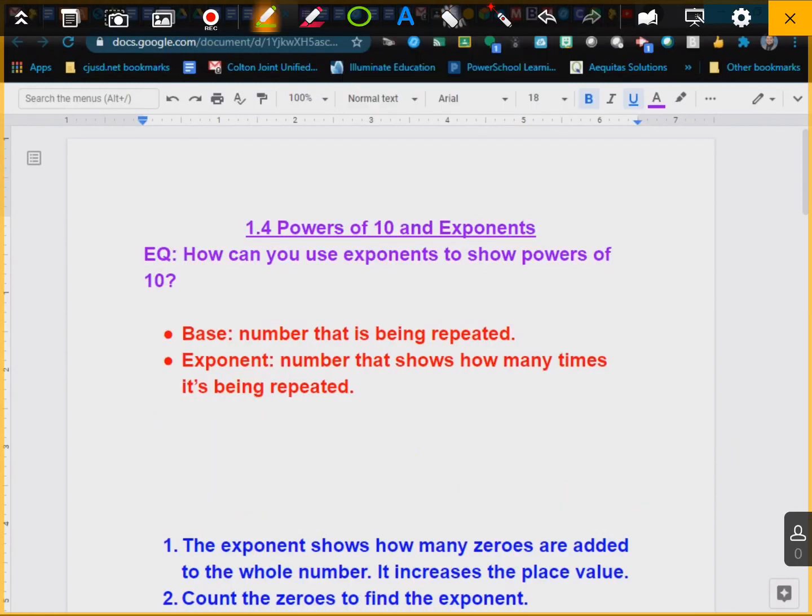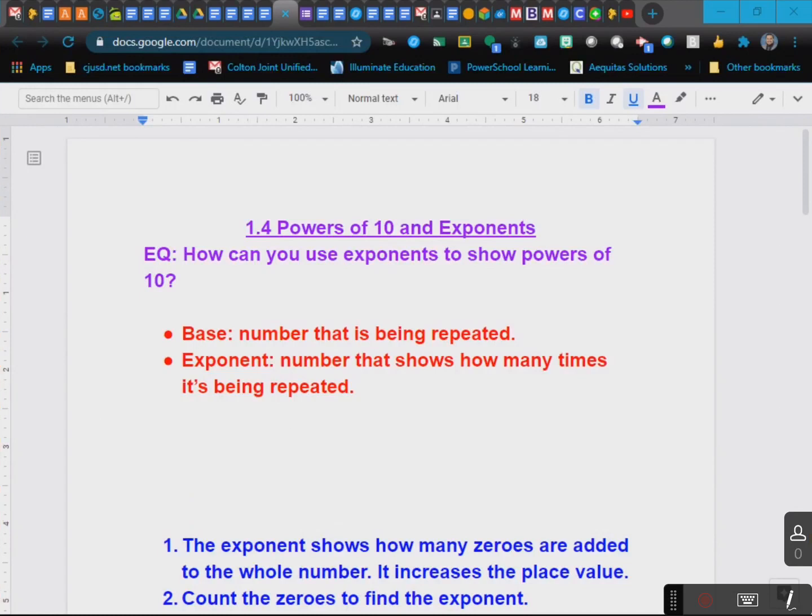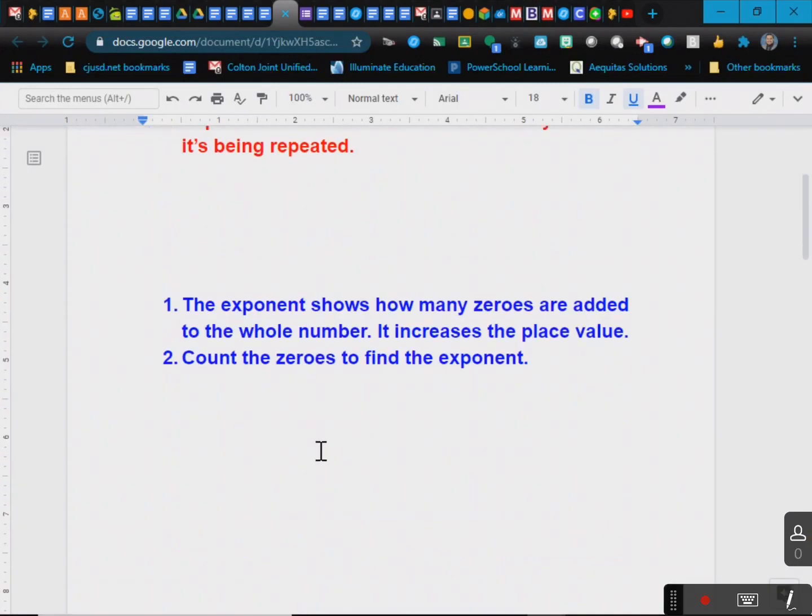So you're going to be given some problems today, and you're going to either need to make an equation using exponents, or you're going to need to show the equation using exponents. So just know that the exponent shows how many zeros are added to the whole number and increases the place value. Just like we saw the exponent that was a 3 showed us that there are 3 zeros in the problem. Now, when you're given a number and they tell you to find the exponent, you want to count the zeros. Let's go ahead and do 2 example problems.